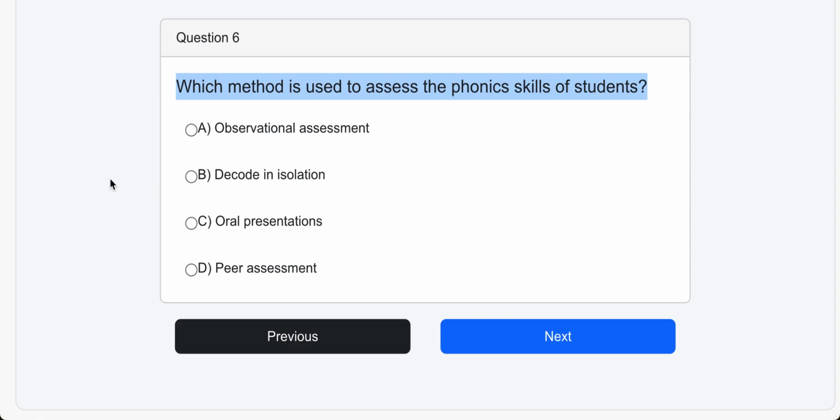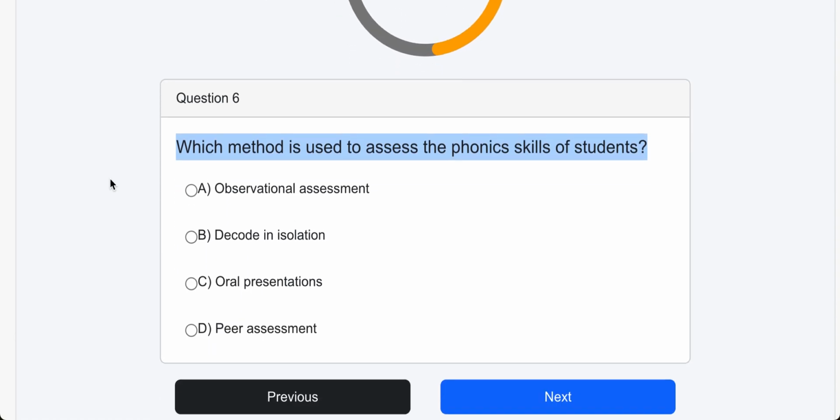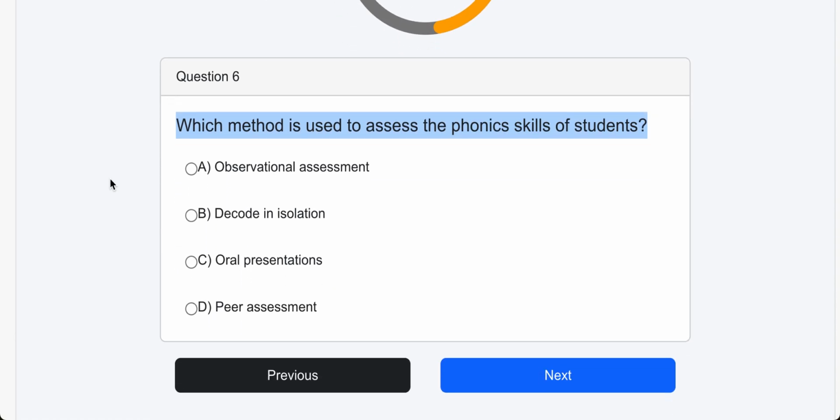All right, so which method, which instructional strategy is used to assess phonics? Let's see, how much more time do we have? We have 4 minutes. We're on question 6. We're doing great. Thanks so much for sticking around.